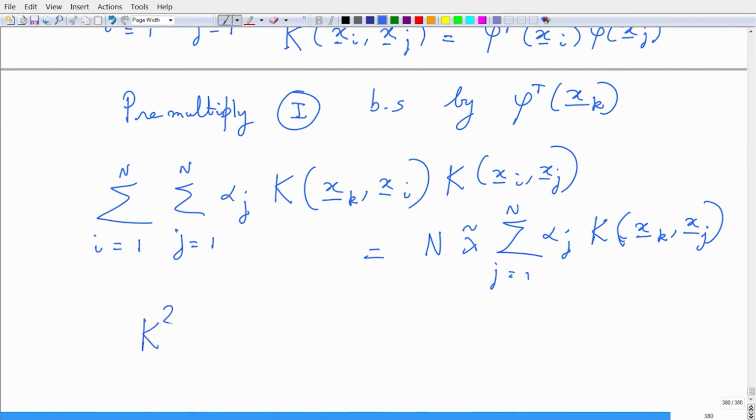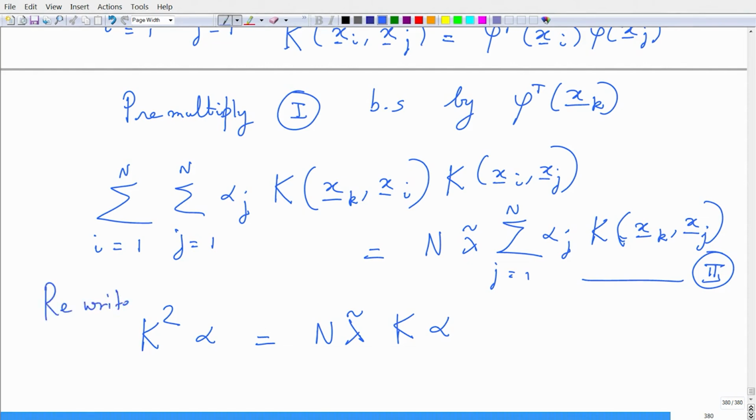K square times alpha, if I write this messy equation that I have here involving summations etc. in the form of a compact matrix equation, I can write this as K square times alpha equals N times lambda times K times alpha. So, I call this equation 2.